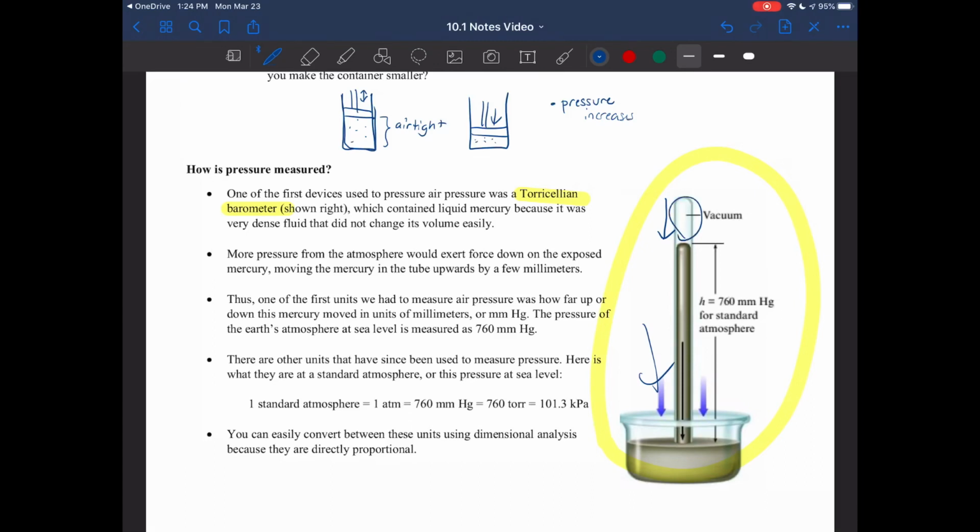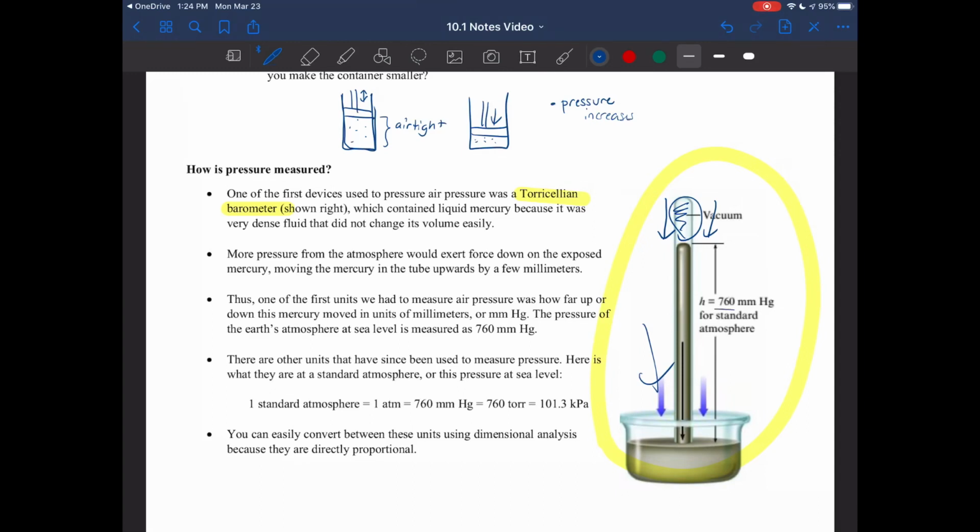formed a vacuum. A vacuum just means that there is a space without any air. You might already know that word from a vacuum cleaner or the vacuum of space. But anyways, there's this empty space here where the mercury left behind, and it turned out that whenever someone measured the distance of that empty space, it was always 760 millimeters that the mercury level fell down. So they came up with this measurement here.